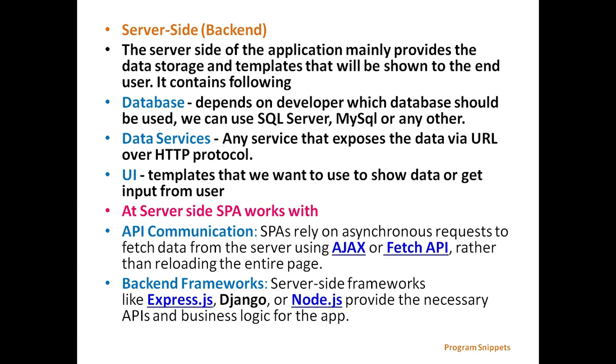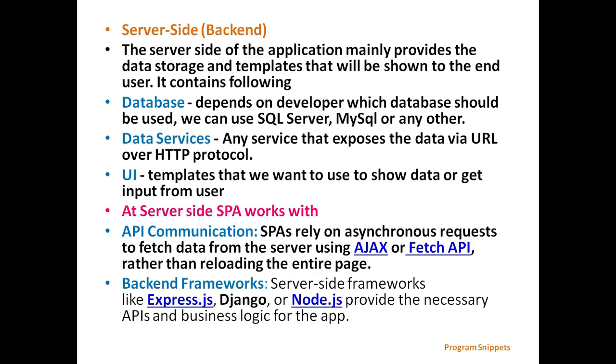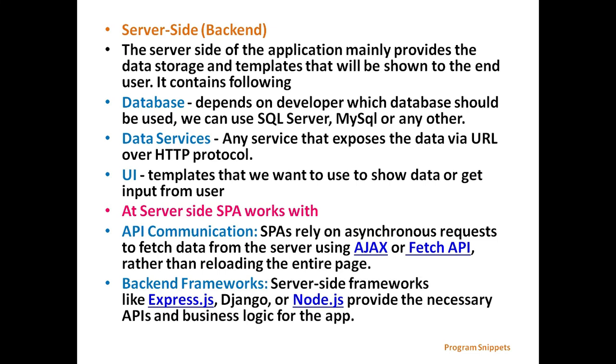A server-side single-page application works with API communication. As you know, a single-page application depends on asynchronous requests to fetch the data from the server using AJAX or the Fetch API rather than reloading the entire page. And backend frameworks. Server-side frameworks like Express.js, Django or Node.js provide the necessary APIs and business logic for the application.